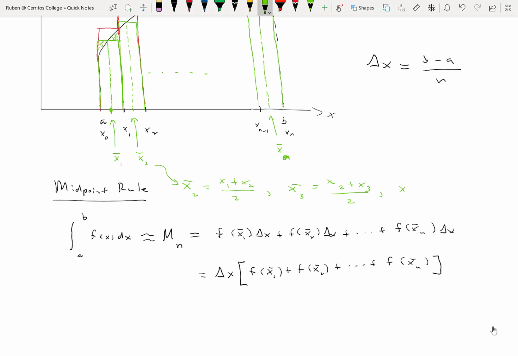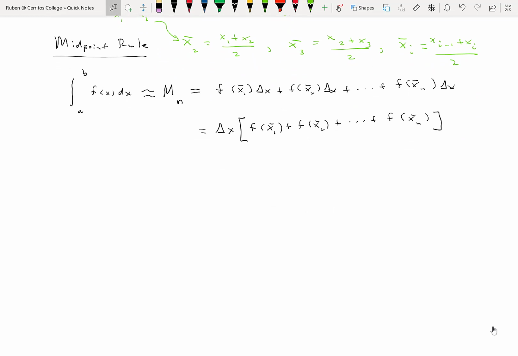So x sub i bar, if I was looking at the i-th subinterval, a typical one from x sub i minus 1 to x sub i, that little guy right in the middle, would be the left-hand endpoint, x sub i minus 1, plus the right-hand endpoint, x sub i, divided by 2. The formula looks real complicated, but it's not. It's just the average of the two endpoints.